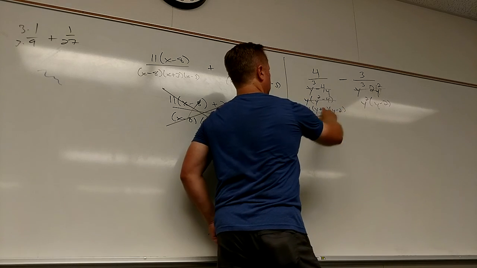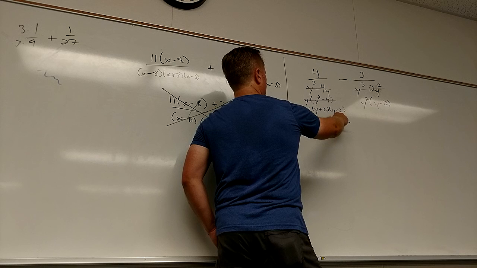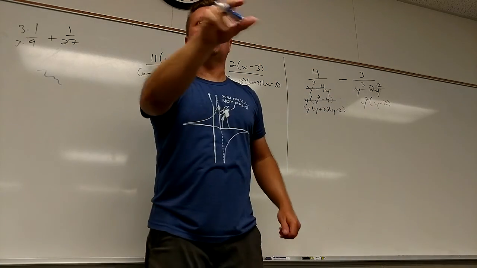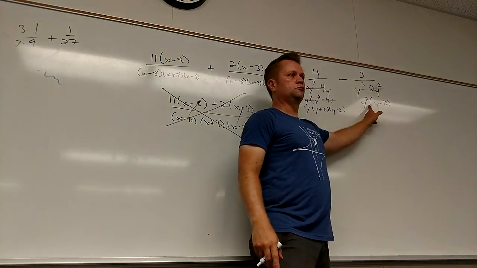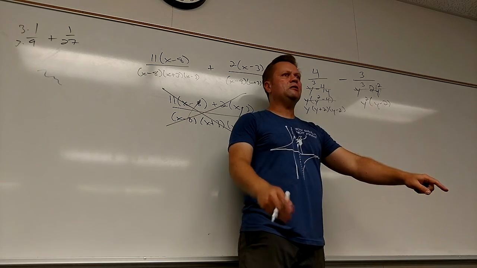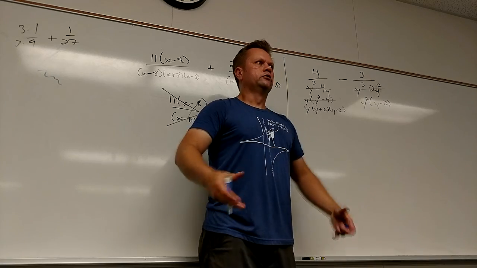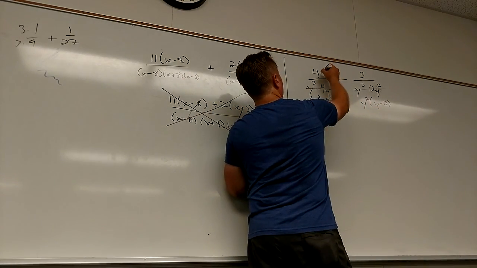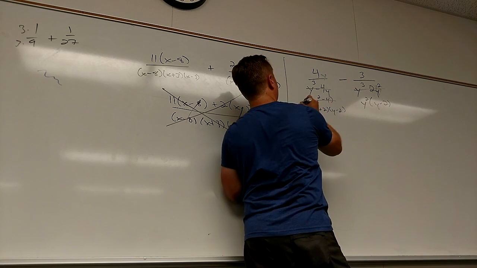What has he got on the bottom? He's got a y plus 2 and a y minus 2. So what's he missing that the other one has? Y. He's missing a y. He's not missing a y squared. He's got one y, the other has 2. So give him one more, times y.